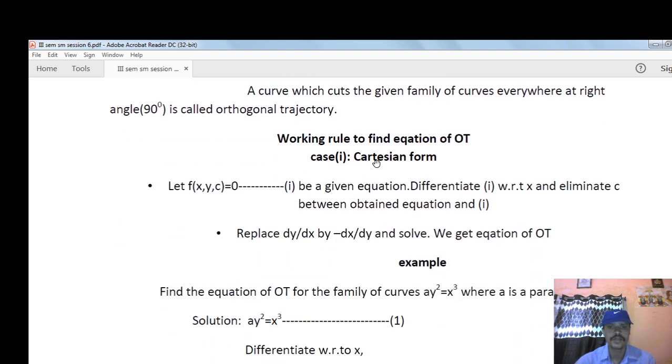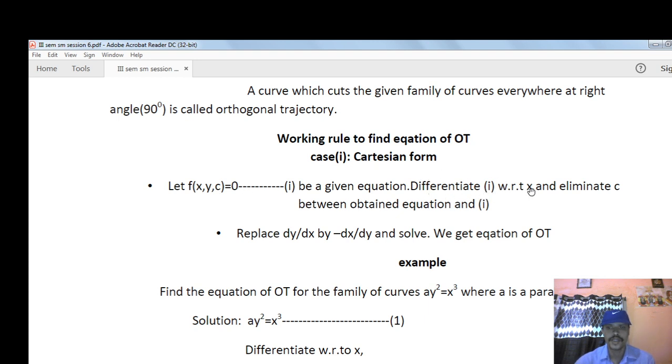Let me explain those rules for both Cartesian form and polar form. Consider the Cartesian form. Let f of x, y, c is equal to 0 be a given Cartesian family of curves. Call this as 1. To get the equation of OT, the first step is to differentiate the given family of curves with respect to x.